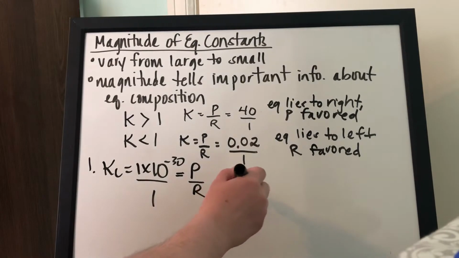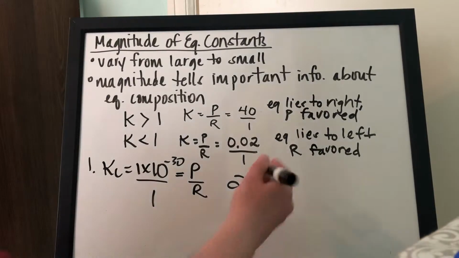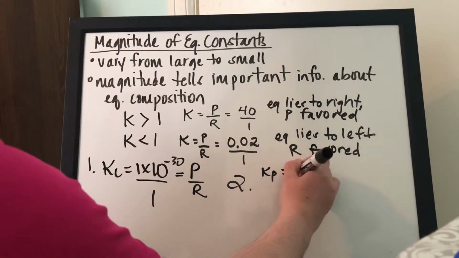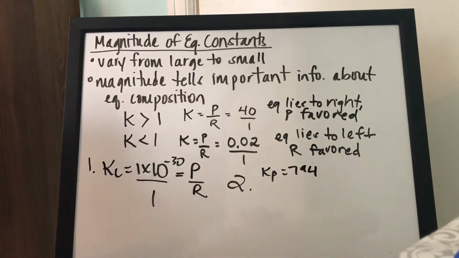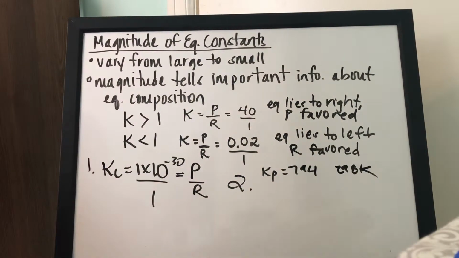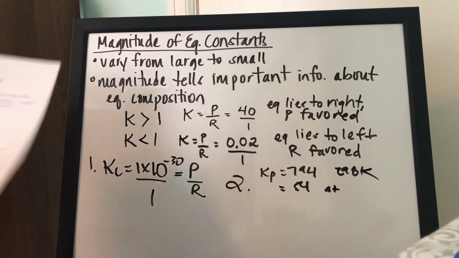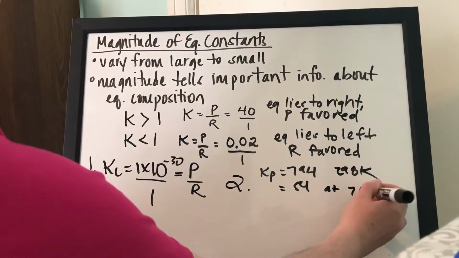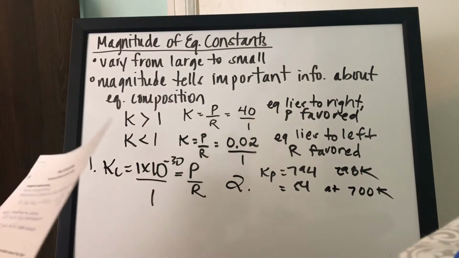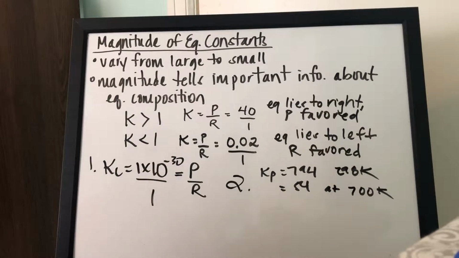And then if we look at practice number 2, it says for the reaction H2 plus I2 yields 2HI, Kp, here, let me write this down, Kp is 794 at a temperature of 298. And Kp is only 54 at 700 Kelvin. Is the formation of HI favored more at a higher or lower temperature?